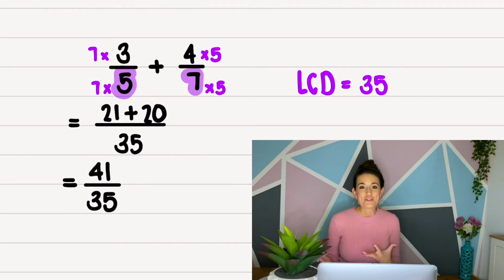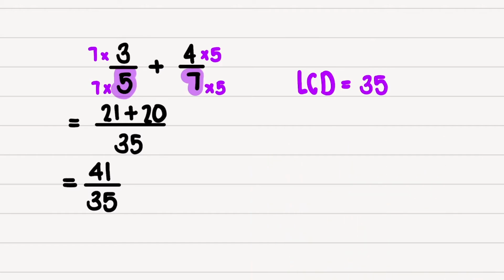Now I would be able to make that into a mixed fraction because the numerator is bigger than the denominator, so this is an improper fraction. However, I could also leave it as an improper fraction so long as it's fully simplified. So if I were to make this into a mixed fraction, what would I do? I'd say to myself, how many times does 35 go into 41? So I know that 35 goes into 41 one time. But what will be left? What will be left will be 6 out of 35.